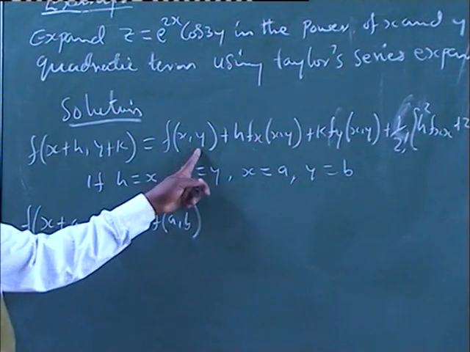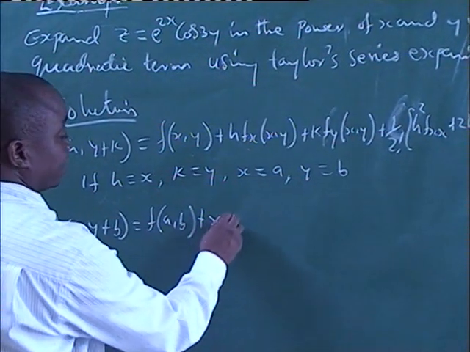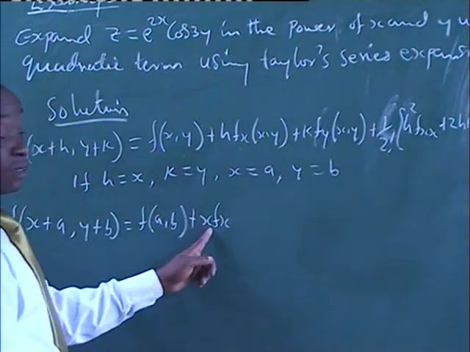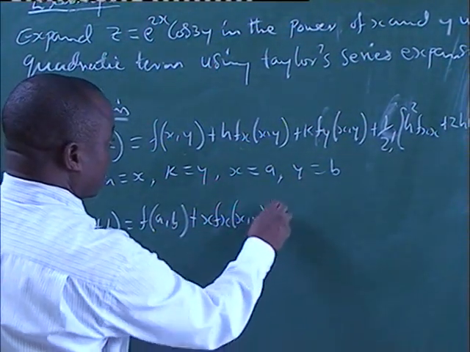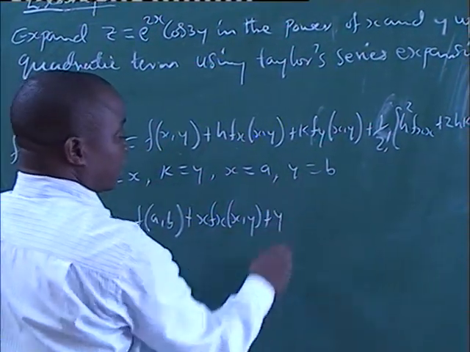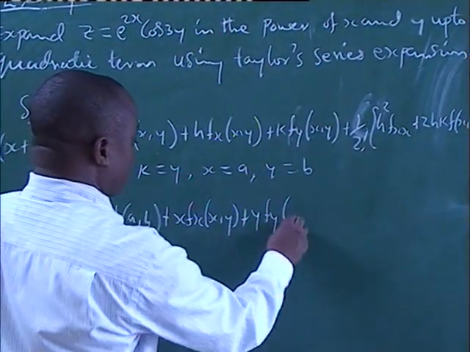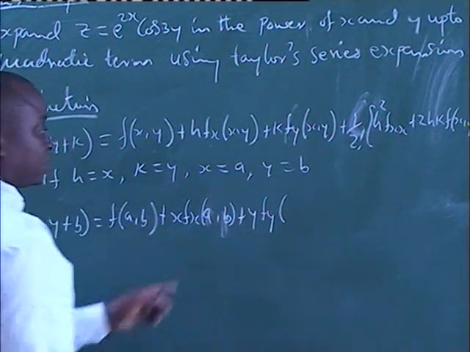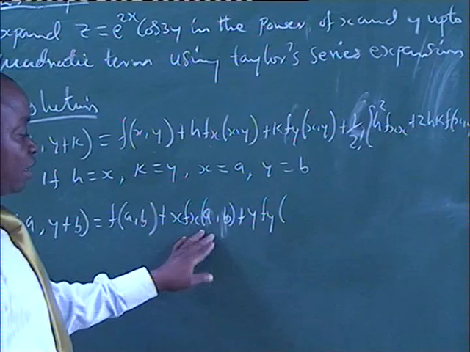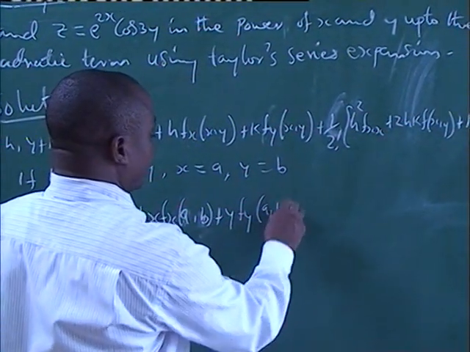You know, this thing is taking a and b now. f of a, b plus x partial f partial x, and then we have y for k. K is now y. So you have partial f partial y of a, b. You know, we have changed x and y to a and b. Then we have this at a, b.